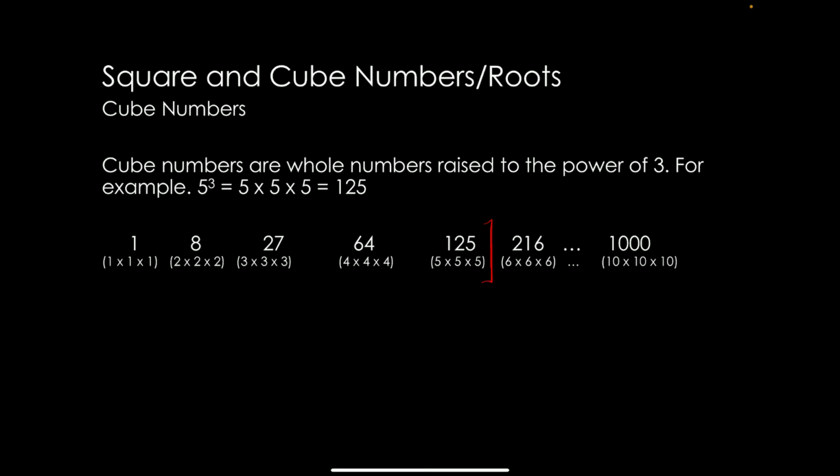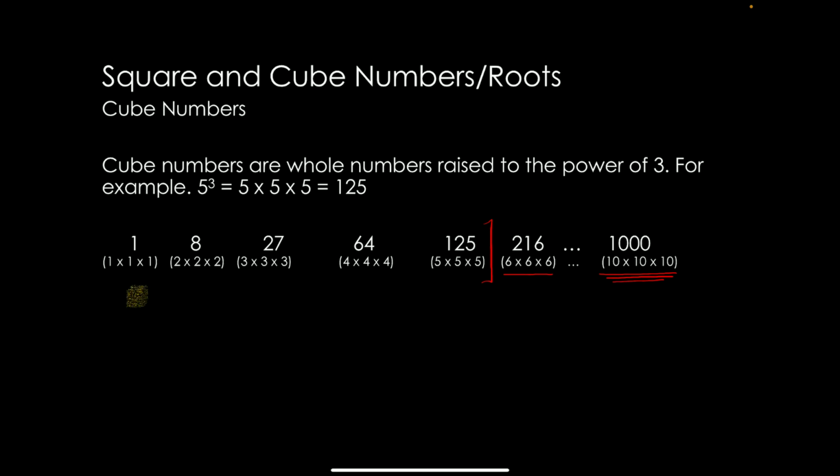So 1 times 1 times 1 gives you 1. 2 times 2 times 2 gives you 8. 3 times 3 times 3 gives you 27. 4 times 4 times 4 gives you 64. And 5 times 5 times 5 gives you 125. You could learn this one as well if you want to, and you should definitely know this one because 10 times 10 times 10 is 1000.